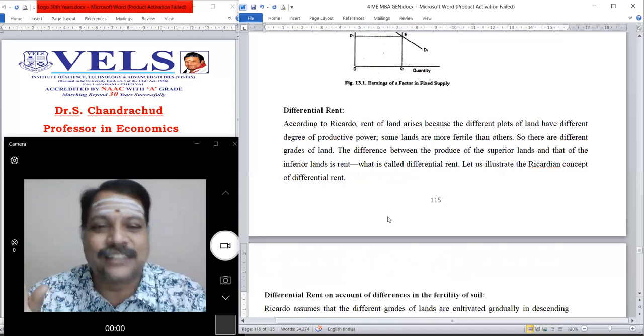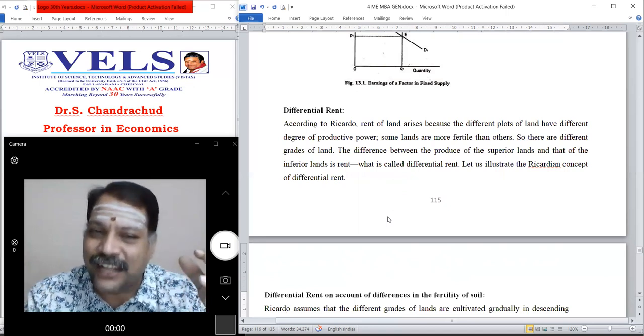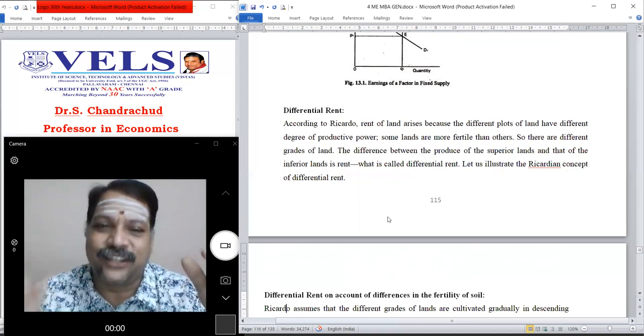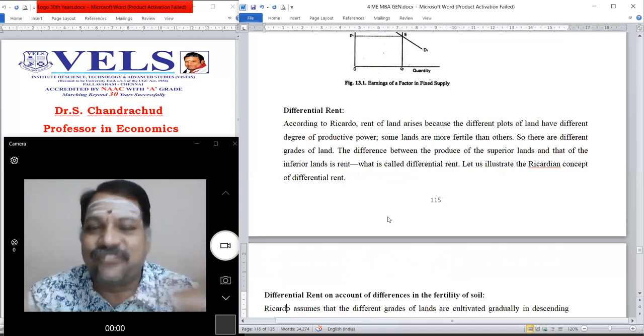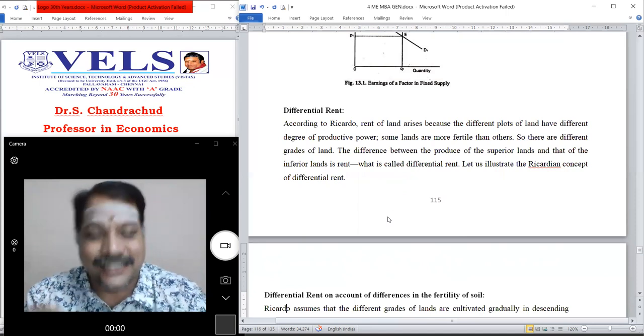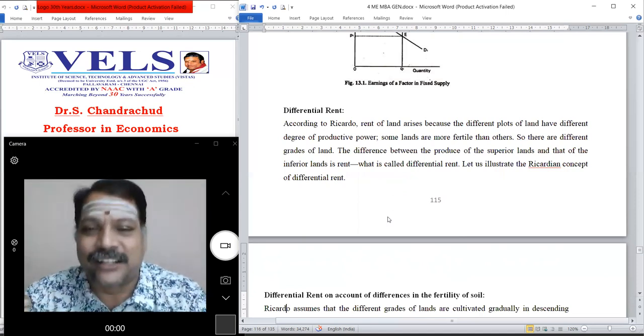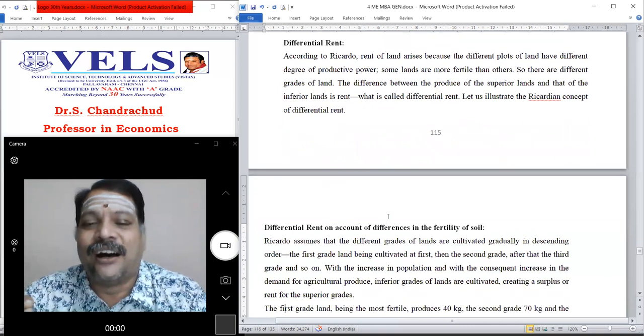That is, the land is the same. Some piece of land is more fertile. Some piece of land is of inferior fertility. The difference between these two, we used to call as differential rent. Let us illustrate this particular Ricardian concept of differential rent.